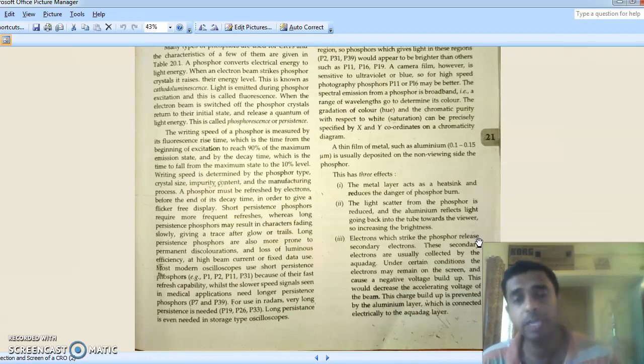So the acceleration of the beam reduces, the velocity of the electrons hitting the screen reduces, and if the velocity reduces, the brightness reduces. That is called negative voltage buildup, and it produces a very disadvantageous situation in the screen. So you don't want secondary electrons to stay back as a residue in the screen. If that happens, the coming electrons will face a force of repulsion, which reduces the acceleration and lowers the brightness. So that is called negative voltage buildup. So what is the solution?